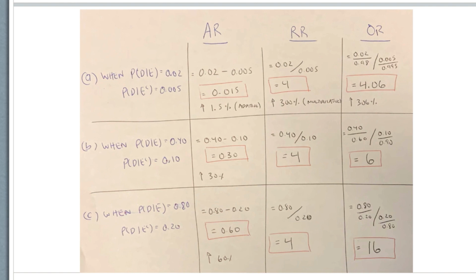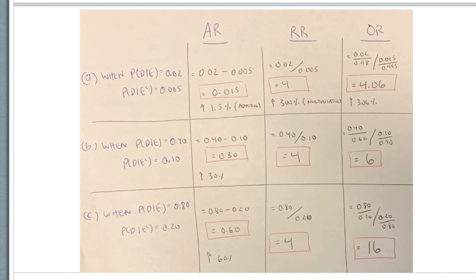In example A, where the disease is quite rare, you can see we can calculate an odds ratio and then interpret it as a rate ratio. But in example C, with that odds ratio of 16, we don't want to say that someone who's exposed has 16 times the risk of disease than someone who's not exposed. We can see in that second column, it's actually 4. Someone who's exposed has 4 times the risk of disease than someone who's not. We need to be a bit careful: if we want to interpret an odds ratio the way we'd interpret the rate ratio, we need to be working with a rare disease.